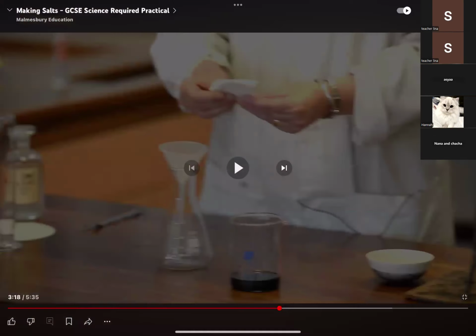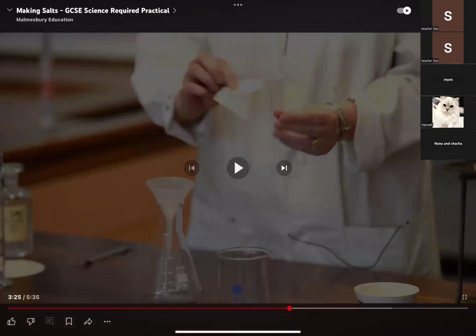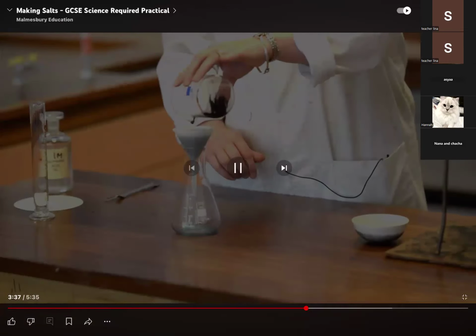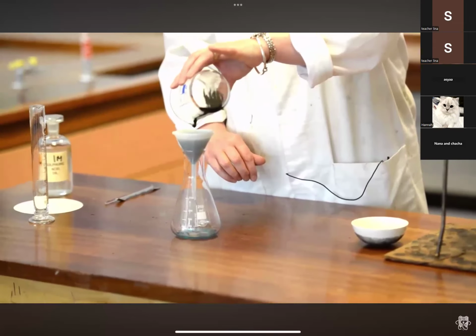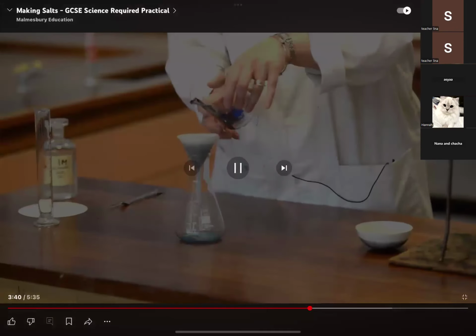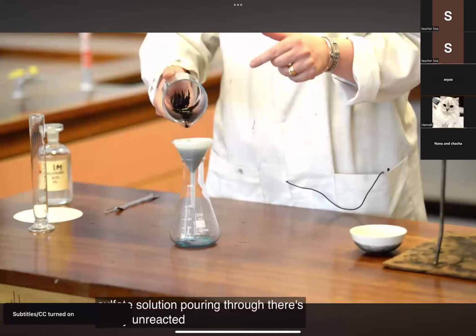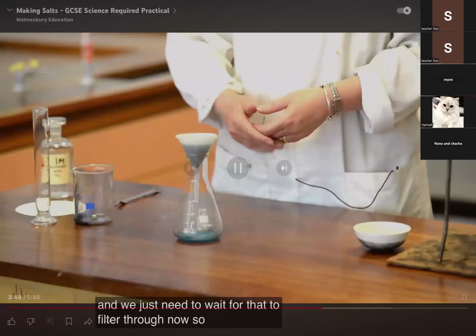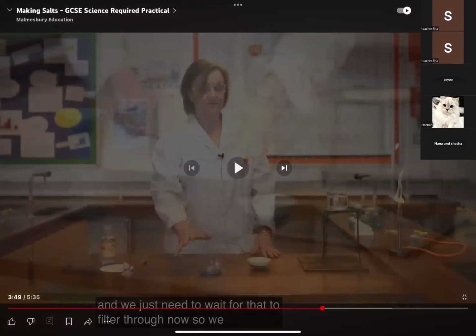Okay, we continue to watch the video. Copper sulfate solution pouring through. There's all my unreacted copper oxide, which I don't need to put into the filter paper. And we just need to wait for that to filter through now.